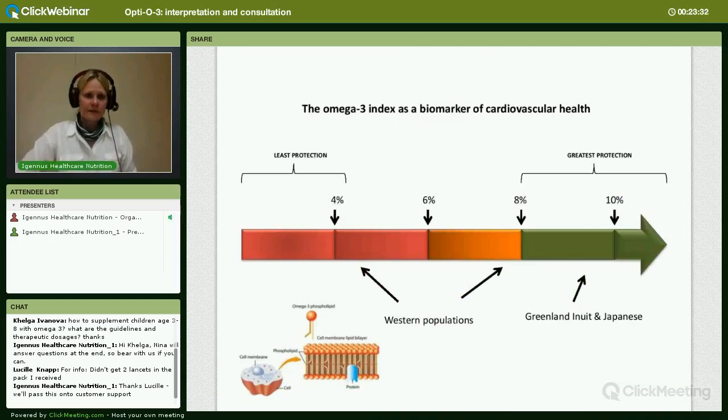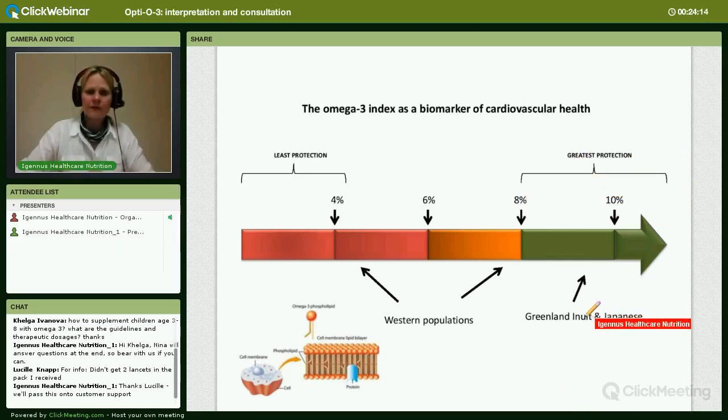And so if we look at our omega-3 index first, as I've said, this is a validated biomarker of cardiovascular health. The data has arisen from a number of observational studies and dietary intervention studies. And we know that individuals who have the lowest amount of omega-3 fatty acids within their red blood cell membrane, so if you're about 4% of total fatty acids, then you have very low protection against developing cardiovascular disease. And then when we get to the 8 to 10%, we have the greatest protection.